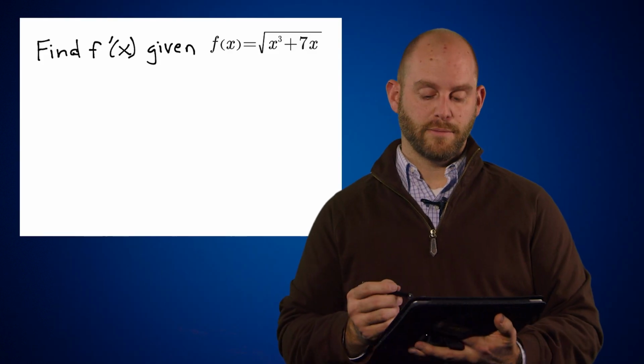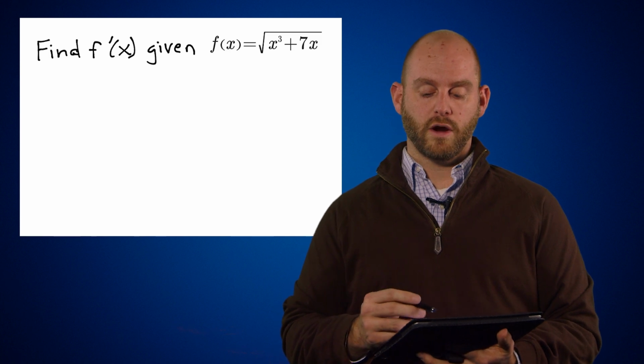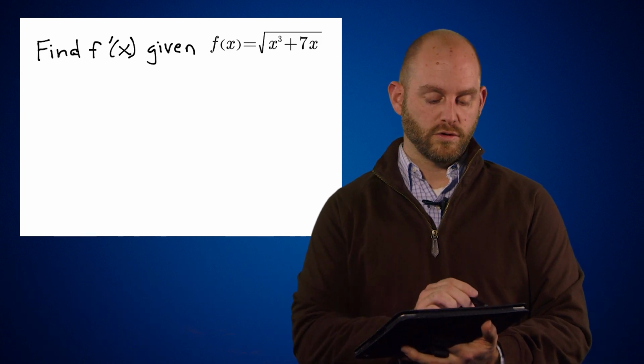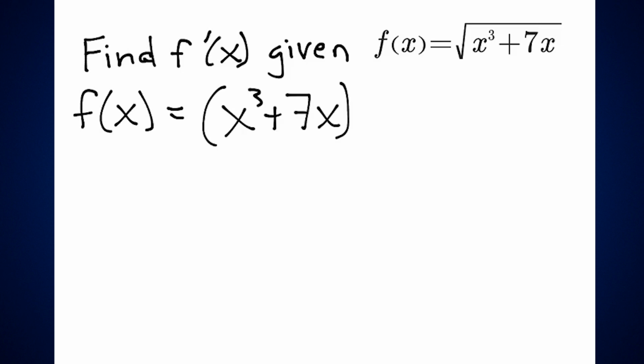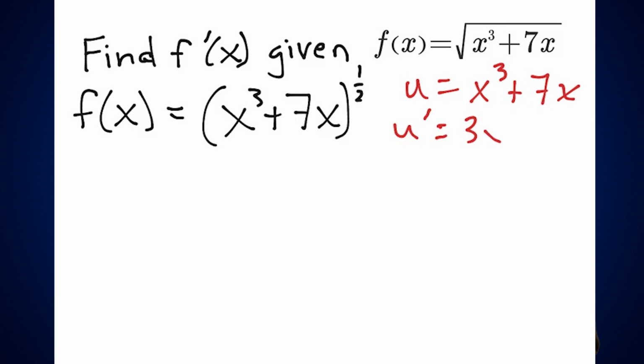So let's look at our last example. We had f of x is equal to the square root of x cubed plus 7x. So we want to rewrite the function in terms of u. I'm going to write it down here so I can rewrite it as the power rule first. So I'm going to have x cubed plus 7x to the 1/2 power. Then I'm going to define u to be my inside function, which would be x cubed plus 7x. And then u prime would be 3x squared plus 7.